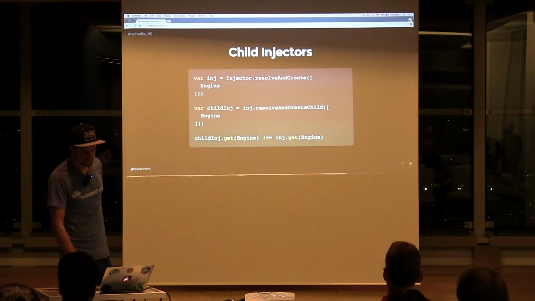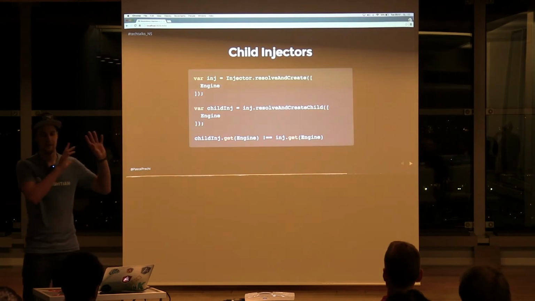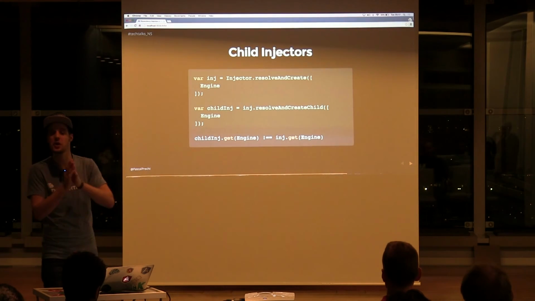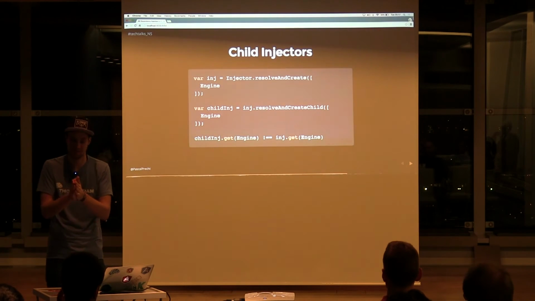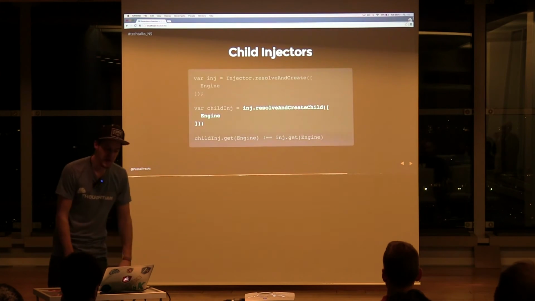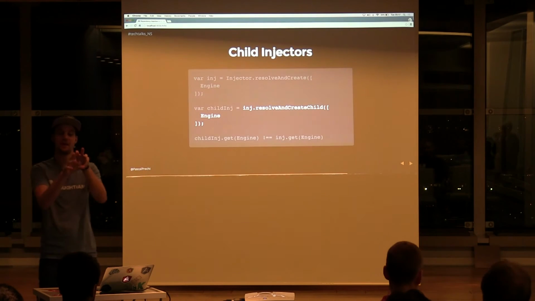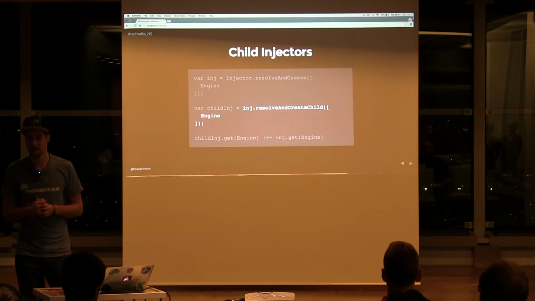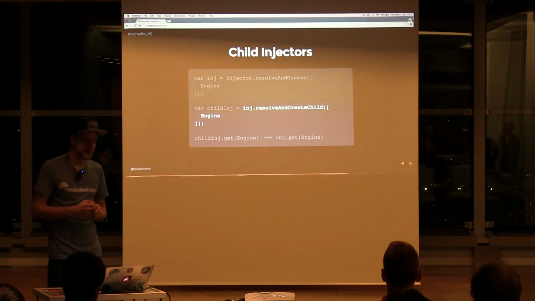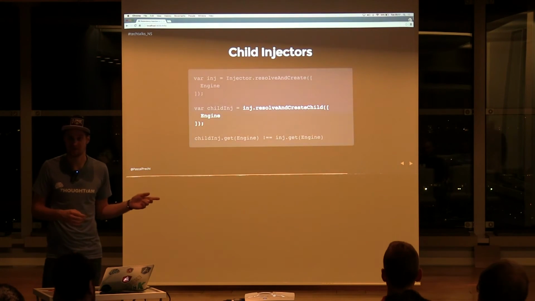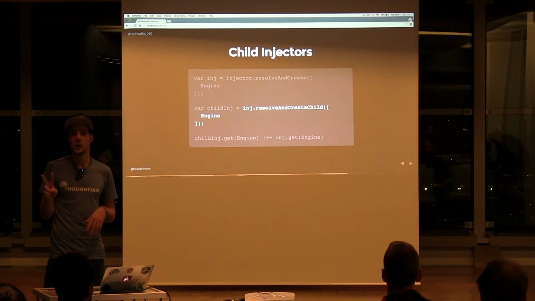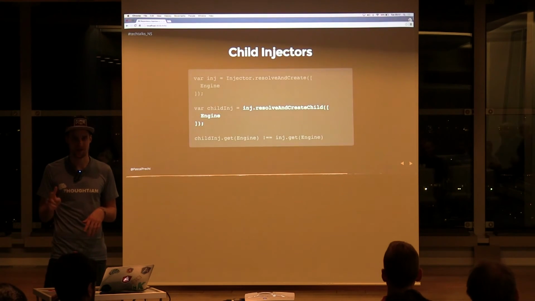So here's what that looks like. This is the exact same code that we've seen before. We create an injector with a provider for engine, so that injector knows how to create something of type engine. And then we create another injector based on that other injector that we created before. So we do resolve and create child. And that one also just gets a list of providers. As you can see, this one also gets a provider for engine. So now we have two injectors. They both know how to create an instance of type engine.